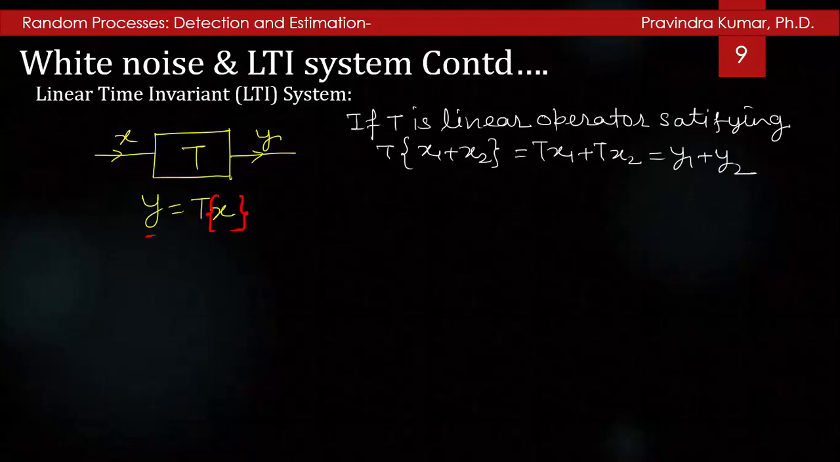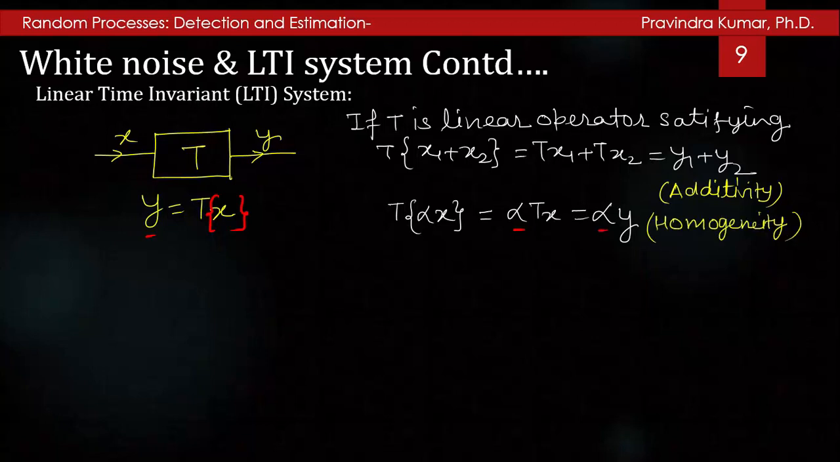If T is a linear operator, meaning if I apply T to the input X1 plus X2, then it will generate T[X1] plus T[X2], meaning Y1 plus Y2. This property is known as the additivity property of the system. And also, if I multiply the input by some scalar, then the same scalar should appear in the output. So it is known as the homogeneity condition of the system.